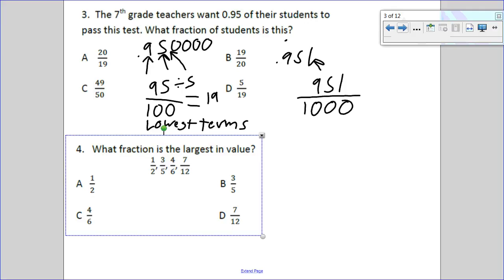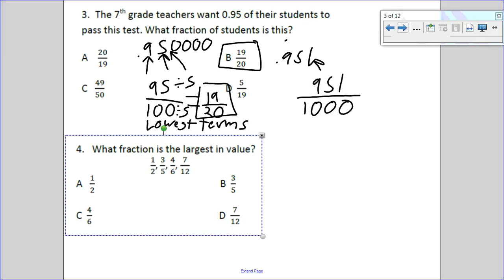I get 19. 100 divided by 5 is 20. Okay, so I get 19 over 20. Okay, I got that 20 by dividing 100 by 5. So you divide the top and the bottom number by the same number. That gives you some other fraction, 19 over 20, which actually happens to be one of the choices.